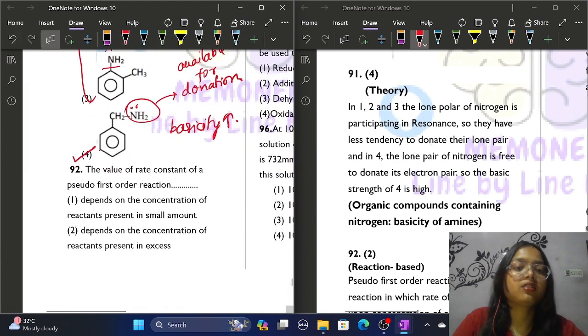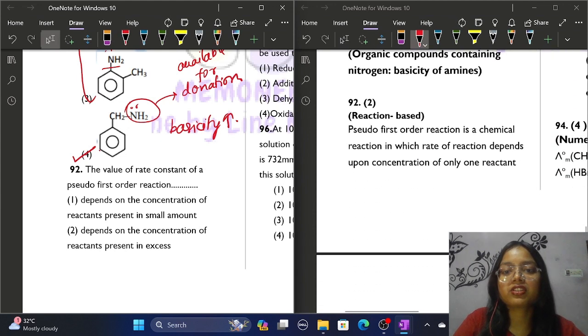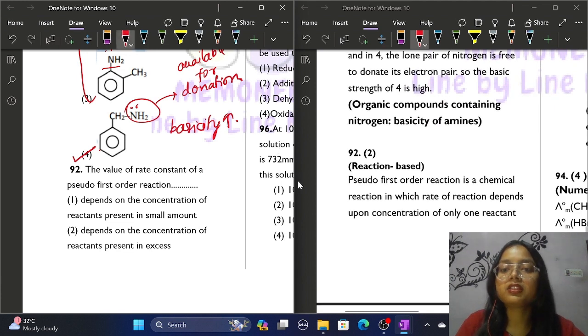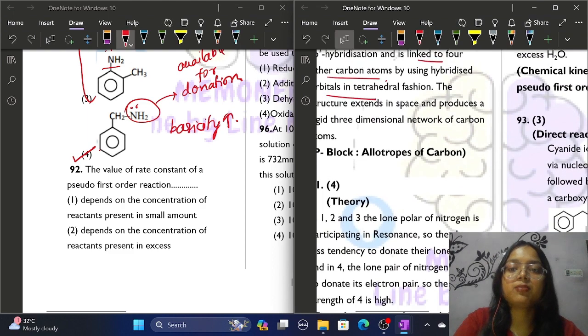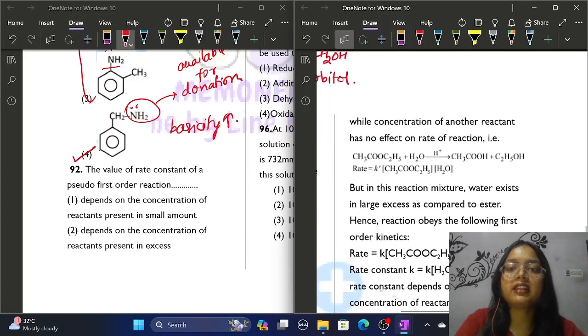Yeah. So let's move on to question number 92. The value of rate constant of pseudo first order reaction depends on, what does it depend on? Okay, question number 92. So pseudo first order reaction, what is it? It is a chemical reaction which depends upon the concentration of only one reactant. Okay, the concentration of the other reactant will have no effect on the rate of reaction.